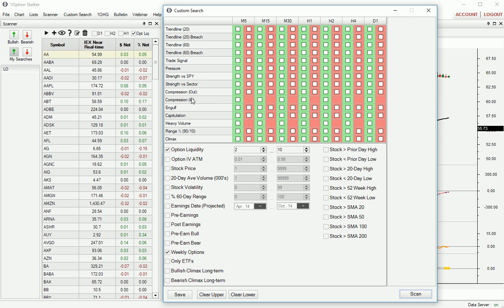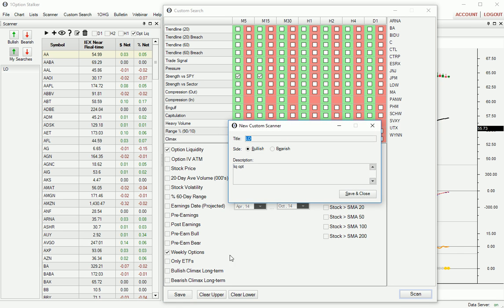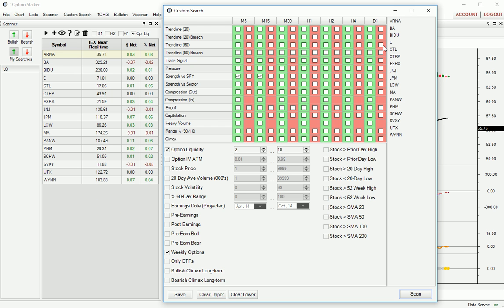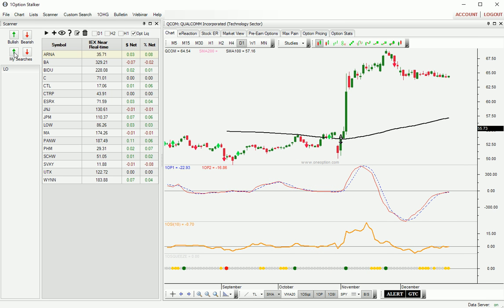Then I can add a couple. Let's say that I want to use 5-minute sector strength, or actually we'll go with a 5-minute and 15-minute SPY strength. Run the scan. Now our candidates are much fewer in number. I click save. It'll ask me, do I want to rename it? No, I want to keep it the same. So now I can start building my own library of searches.